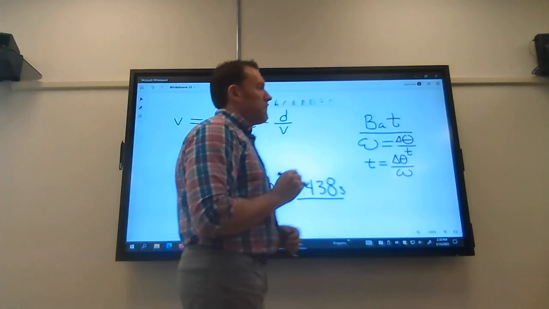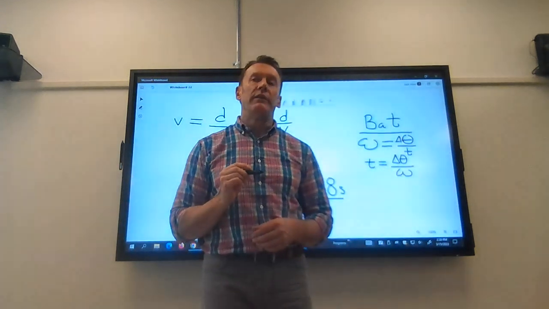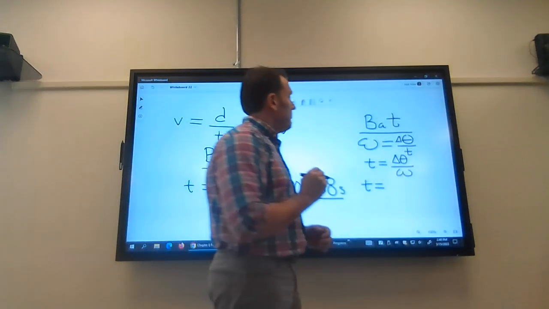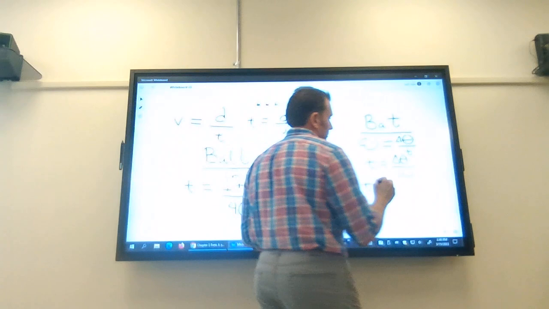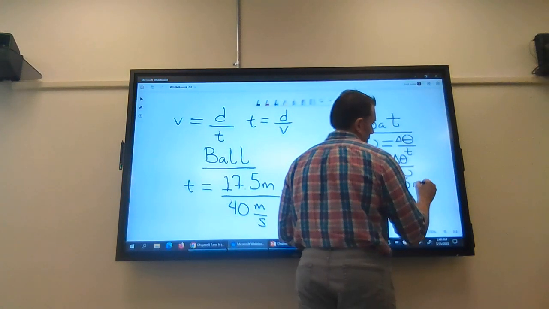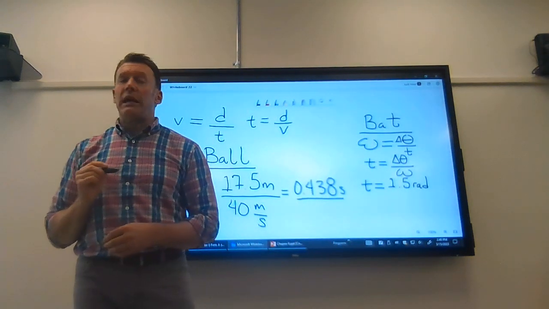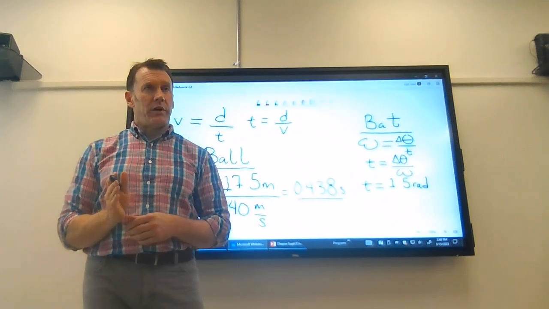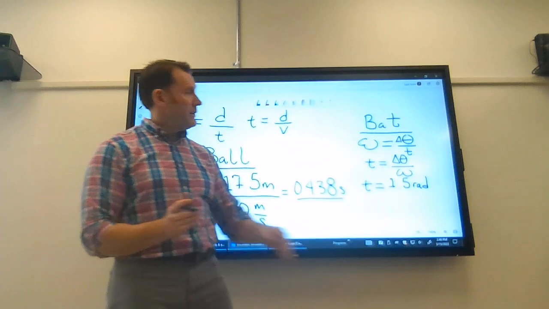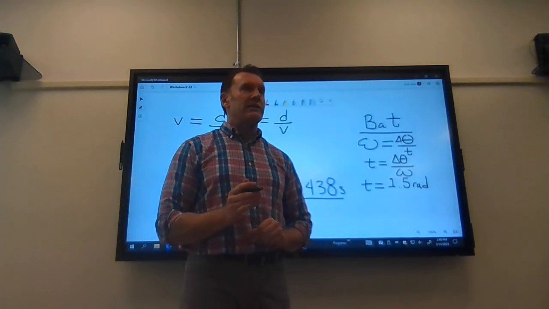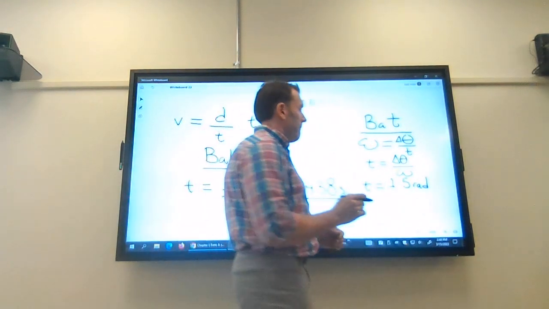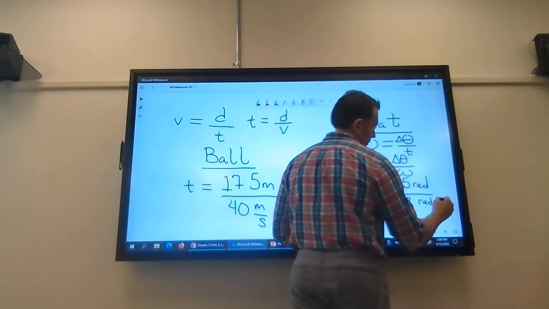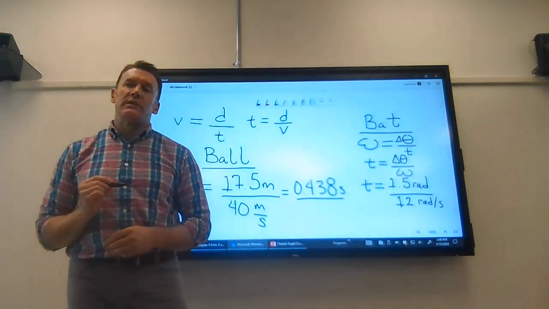Okay, so you're given a couple of angular displacements there, right? So to the back of the plate is how far? One point five radians to describe angular displacement. So from the batter's shoulder to the back of the plate, right? So starting the swing from the shoulder to the back of the plate is that far. How fast is this person swinging the bat? 12 radians per second. Okay, so what's the time for this one?